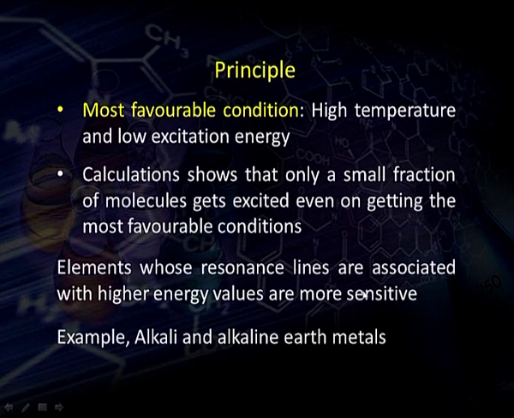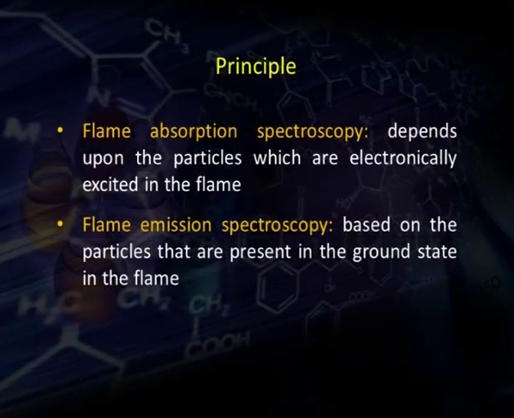Elements whose resonance lines are associated with higher energy values are more sensitive. Example, alkali and alkaline earth metals. Flame absorption spectroscopy depends upon the particles which are electronically excited in the flame, and flame emission spectroscopy is based on the particles that are present in the ground state in the flame. So, this is the difference between flame absorption spectroscopy and flame emission spectroscopy.